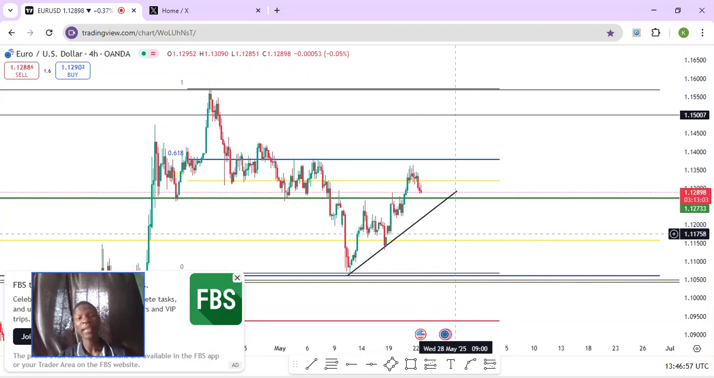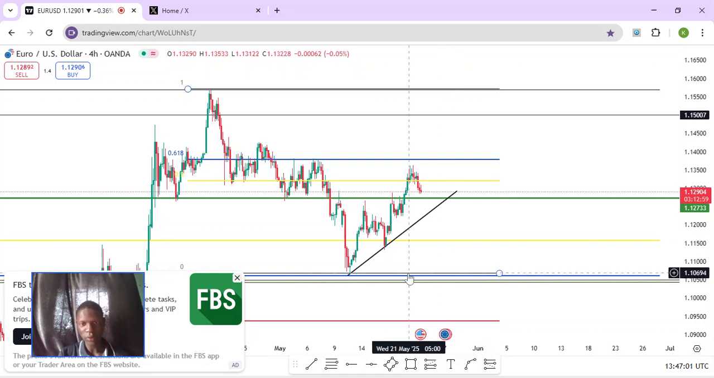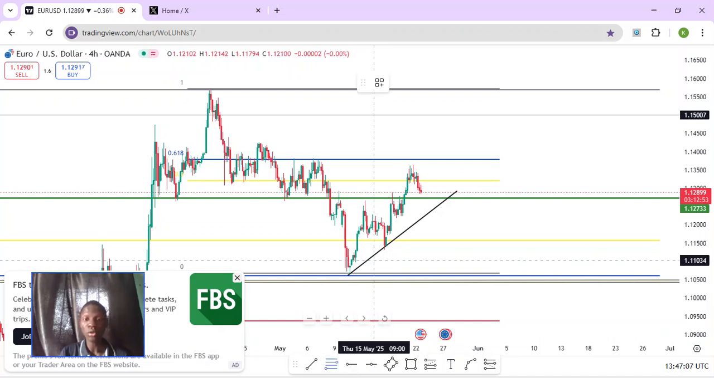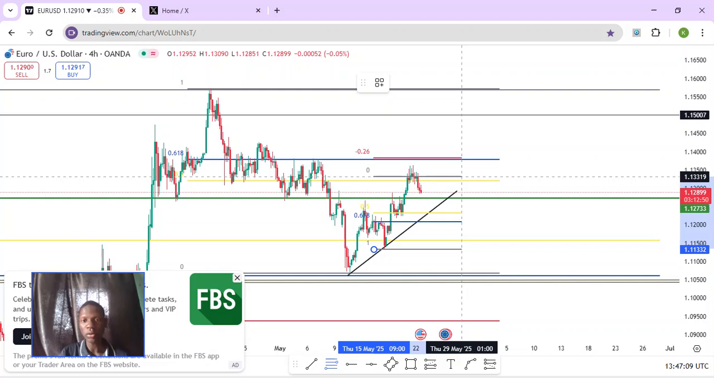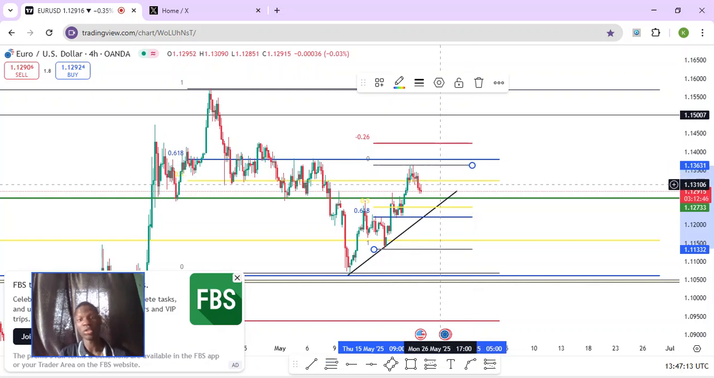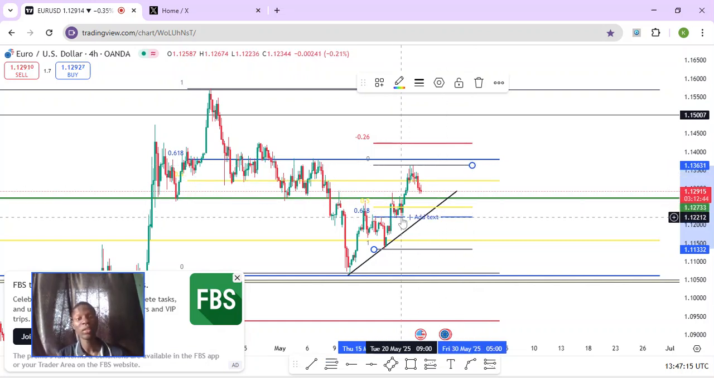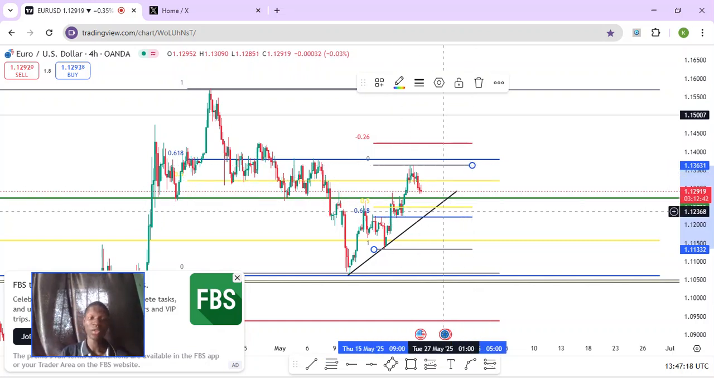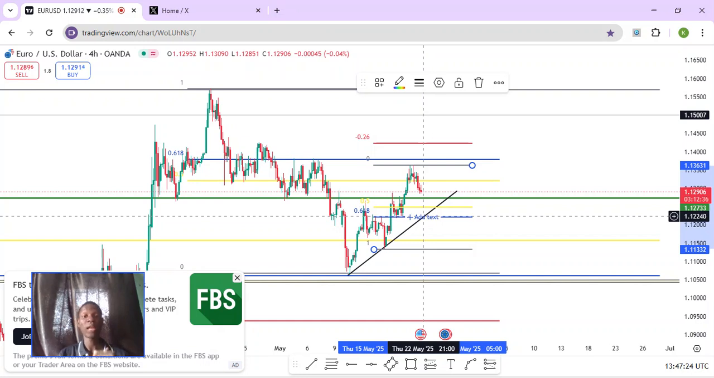So we just have to be very patient and wait for the market, because another thing the market can do is have a third touch of the trend line and go on its way to the upside, because this is also a demand level here. If I go over to the lower time frame, this is also a demand level, and it might give a third touch and the market will be on its way to the upside.